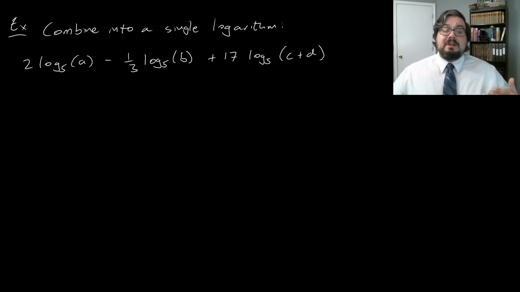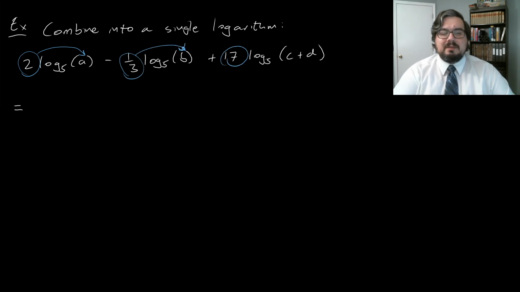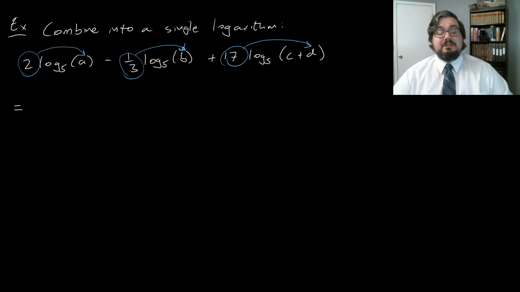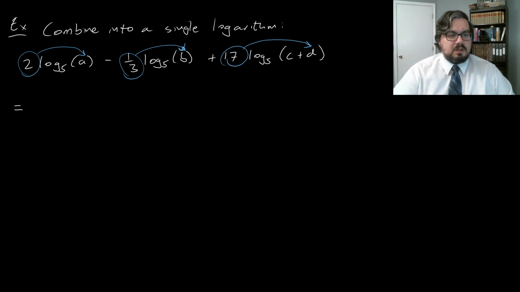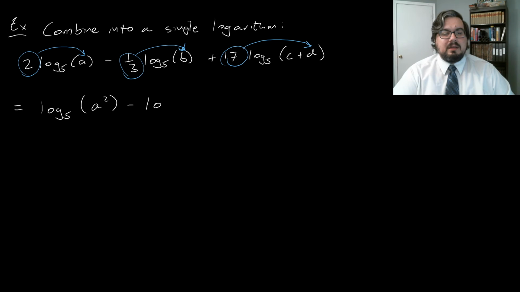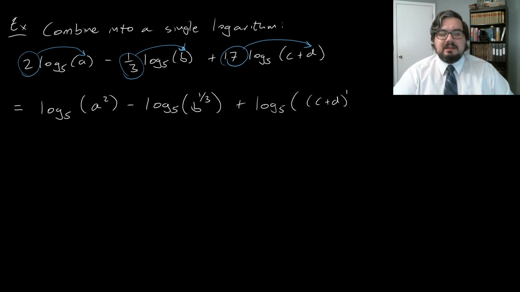Now, we're going to do this sort of in the opposite steps that we did the first one. So our first step here is going to actually be to use the power rule to take each one of these coefficients in front of the logarithms and bring them up as the exponent of the terms inside, because we're not going to be able to combine things using the product or quotient rules until we do that. So applying the power rule, we get log base 5 of a squared, then log base 5 of b to the 1/3, and then log base 5 of c plus d to the 17th.